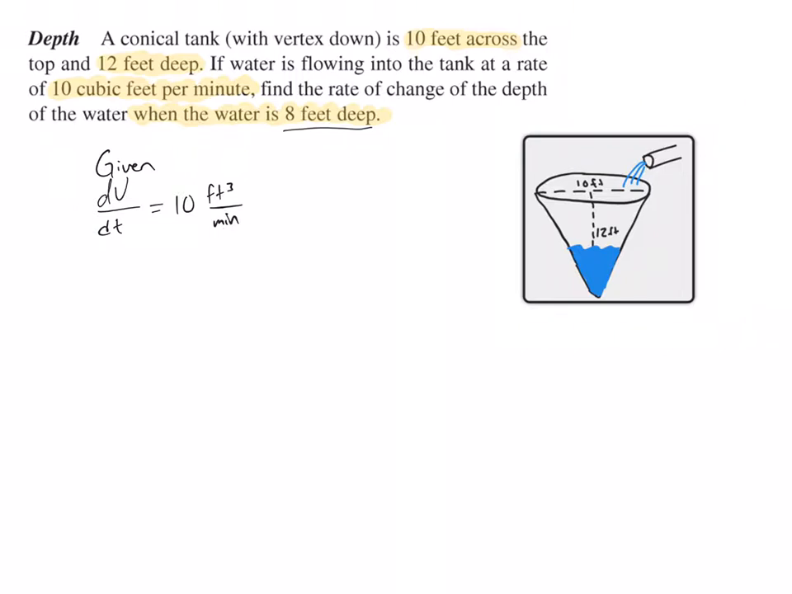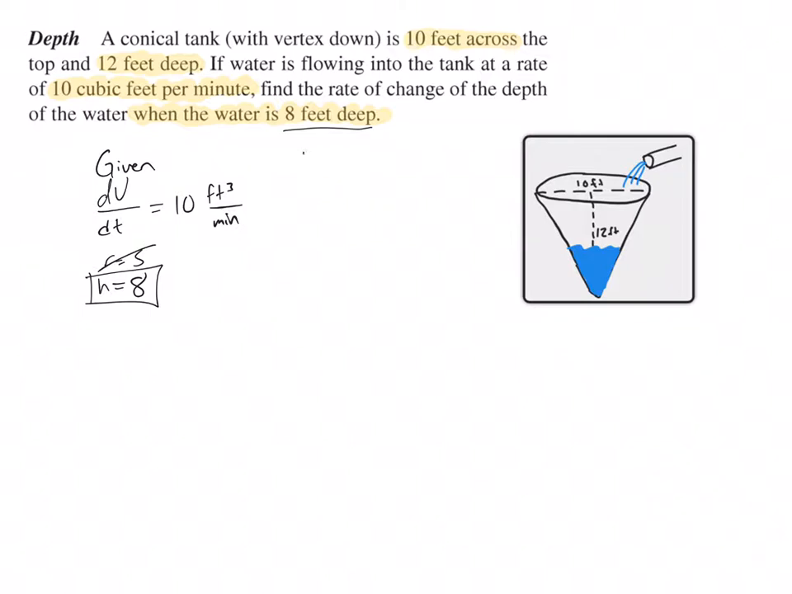Now it may be misleading to think that in this case the radius is 5, although that's true for the big cone. That's not true for how much it is when it is 8 feet deep. That would only be true when it's 12 feet deep or completely full. So that means that the height is not 12, but rather 8. So we want to look at how fast the height of the water is changing when the height's 8 feet.